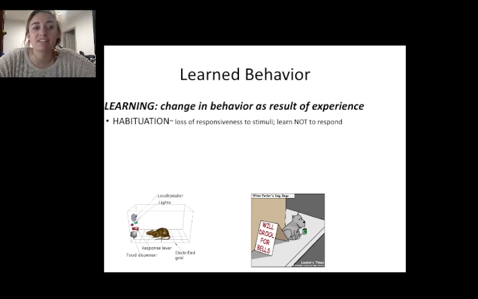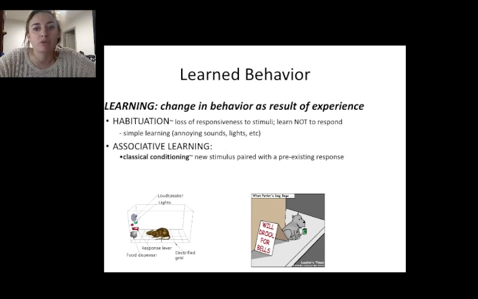Habituation is one example of a simple learned behavior, and this is loss of responsiveness to a stimulus, but it's learning not to respond to the stimulus. For example, when you hear your alarm going off in the morning, you could eventually get the behavior of not waking up because you have become accustomed to that sound. Other examples would be annoying sounds or lights, things that aren't stimulating a behavior because you've already become used to the stimulus.